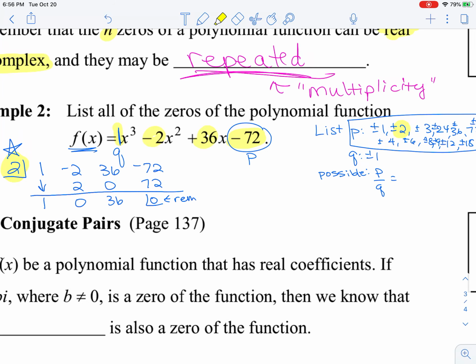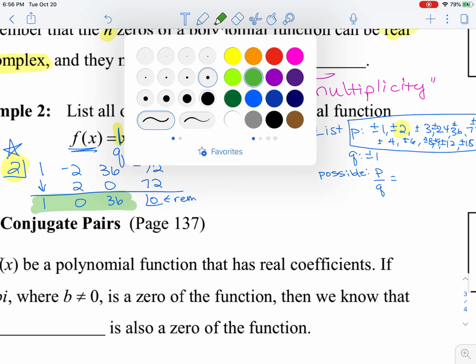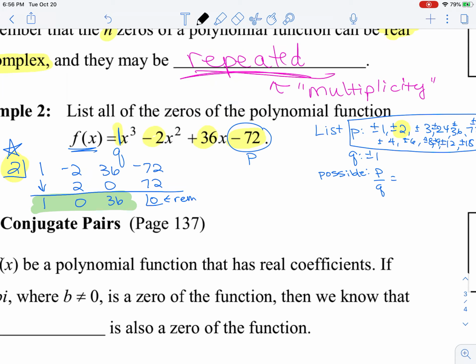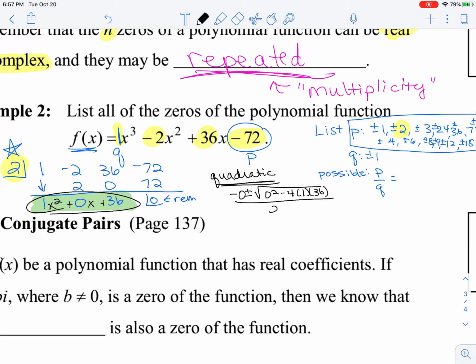And now we have this left, which is a quadratic. This tells me we're left with 1x squared plus 0x plus 36. So we're going to use this and use the quadratic formula to find the other zeros. And so we're going to say negative b plus or minus the square root of b squared minus 4ac all over 2a.